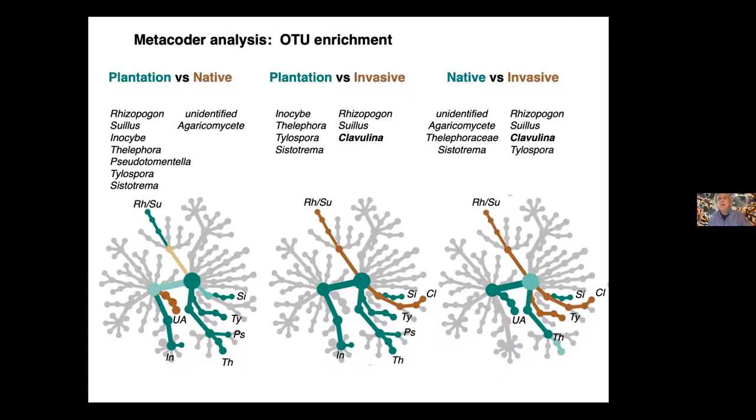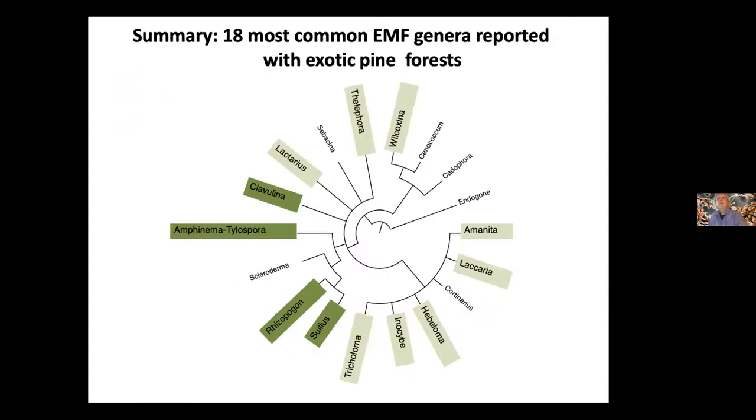So using metacoder, we can begin to contrast the plantation versus native sites and begin to identify a list of fungi that appear to benefit from planting of pines and other fungi which may actually decrease in abundance. If we do the same comparison for plantation versus the wilding pines, we find another species emerged, particularly Clavulina. That was a novel result from this survey that suggests that Clavulina is particularly enriched and may be a facilitator of invasive pines in this particular system.